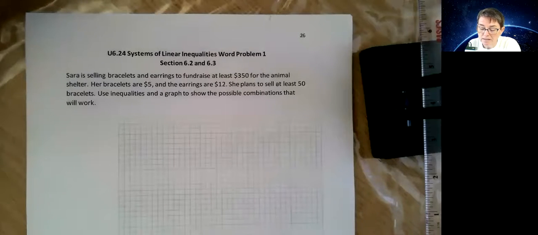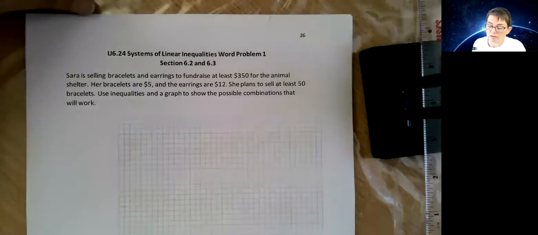Sarah is selling bracelets and earrings to fundraise at least $350 for an animal shelter. Her bracelets are $5 each, and the earrings are $12. She plans to sell at least 50 bracelets. Use inequalities and a graph to show possible combinations that can work.